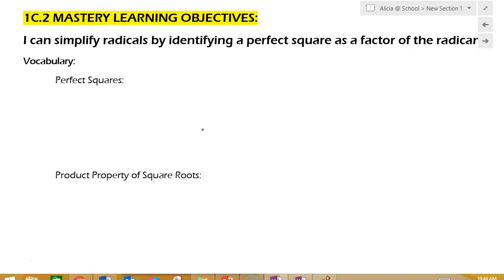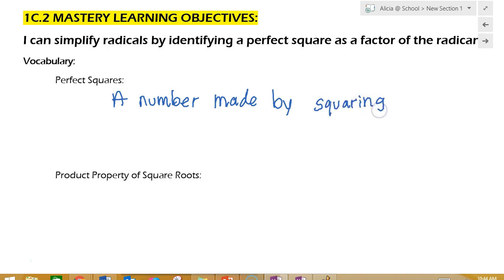A perfect square is a number made by squaring a whole number. So a perfect square could be any number multiplied by itself, 2 times. An example can be 3 squared. Well, 3 times 3 is 9. So 9 is a perfect square.